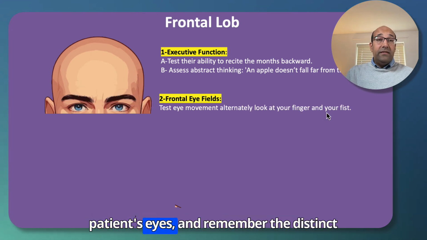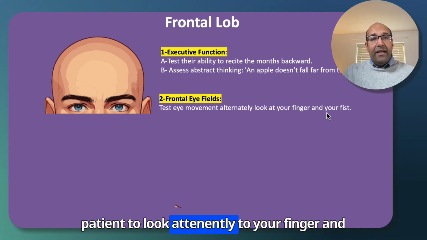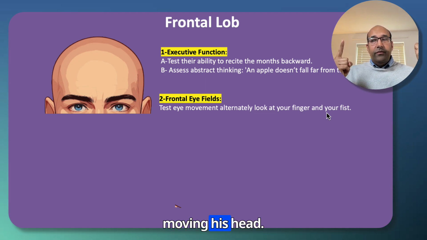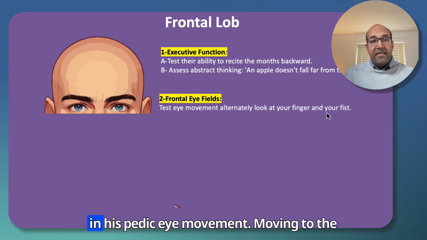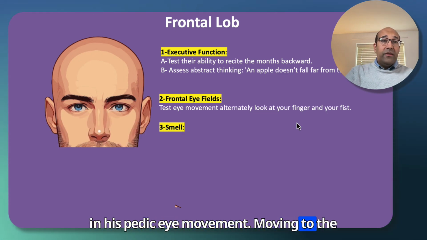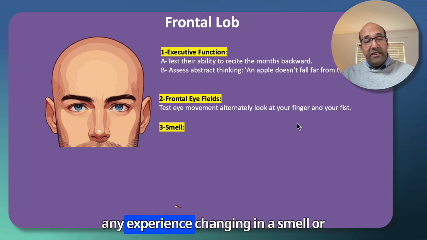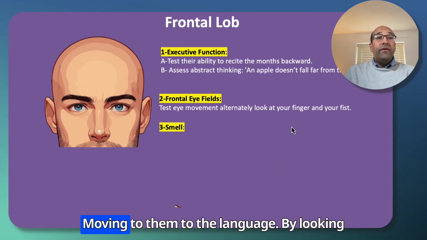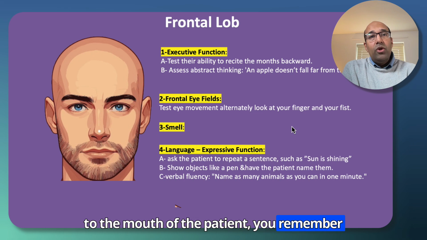Look at the patient's eyes and remember testing the frontal eye fields. And that is by asking the patient to look alternately at your finger and fist without moving his head. Look for eye movement or any abnormality in saccadic eye movement. Moving to the nose, ask the patient about the smell, if they have any change in the sense of smell or difficulty in smelling things.